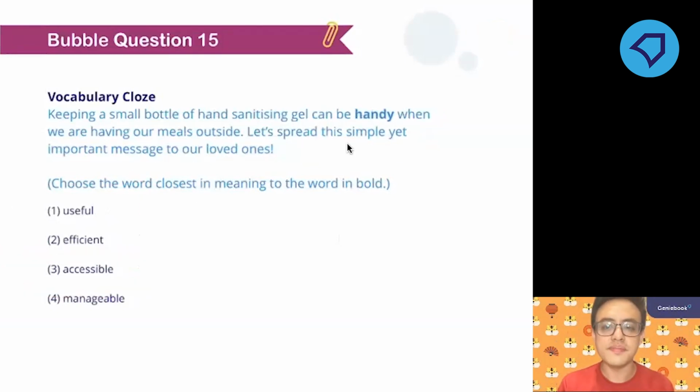Number 15. Sanitizing gel can be handy when we are having our meals. Handy dandy. And in 3, 2, 1, what is handy? Handy means efficient or accessible or manageable or useful. Handy means something is very useful. Okay, so wow, I find that this hammer is very handy. I can use it all the time. So something that's handy is something very useful.